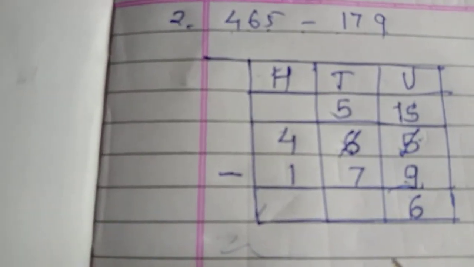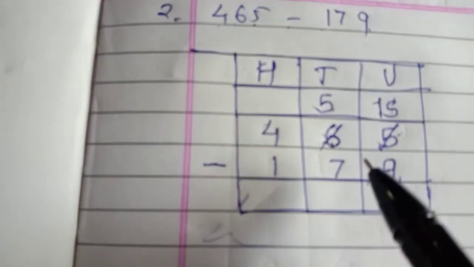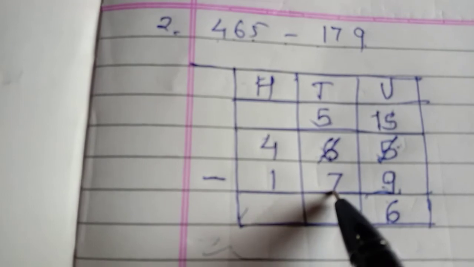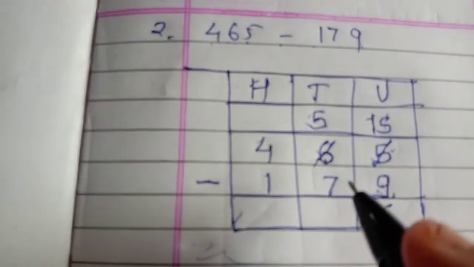6. Okay. Now here, look here, 5 minus 7. You cannot subtract 7 from the 5. So what do we do?